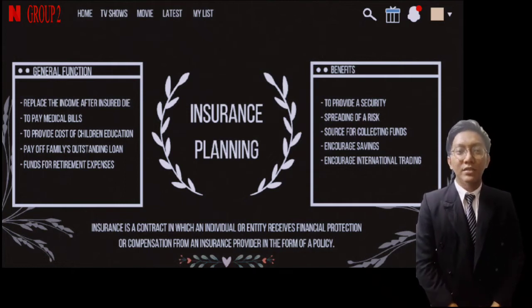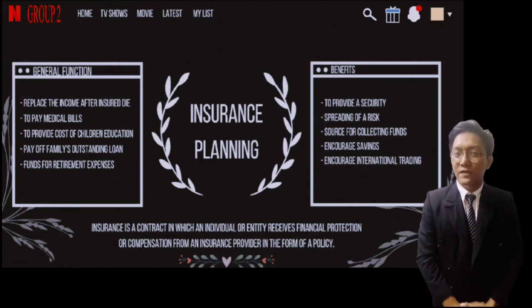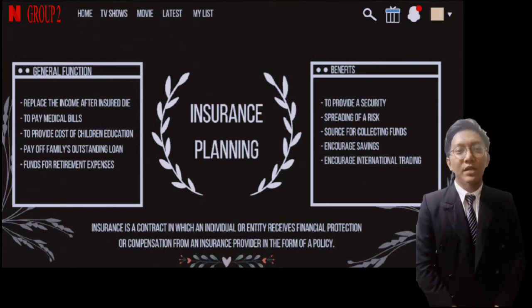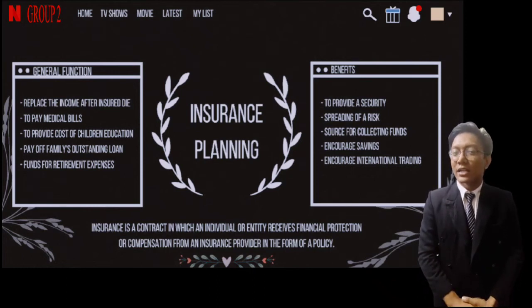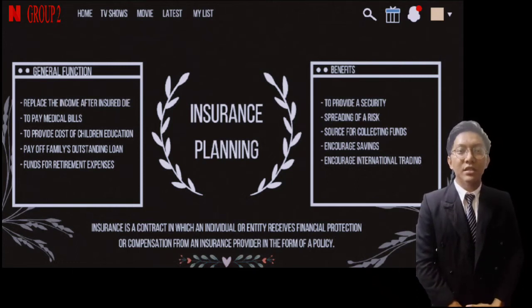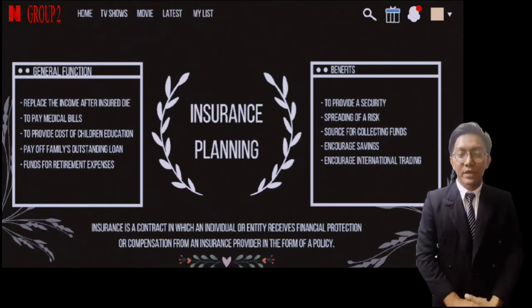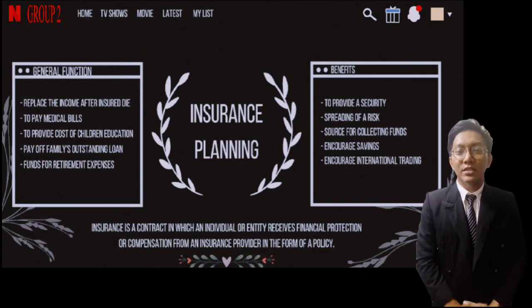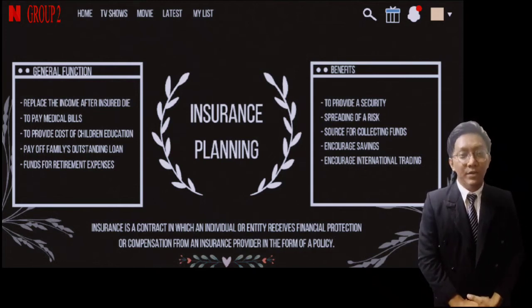Firstly is providing security. There is always a fear of sudden loss, so insurance provides a cover against any sudden loss. Next is spreading risk. Whenever a loss occurs, the insured is compensated out of the fund of the insurer. After that is a source for collecting funds. The insured pays a premium to the insurer in exchange for insurance coverage. Large funds are collected by way of premiums.